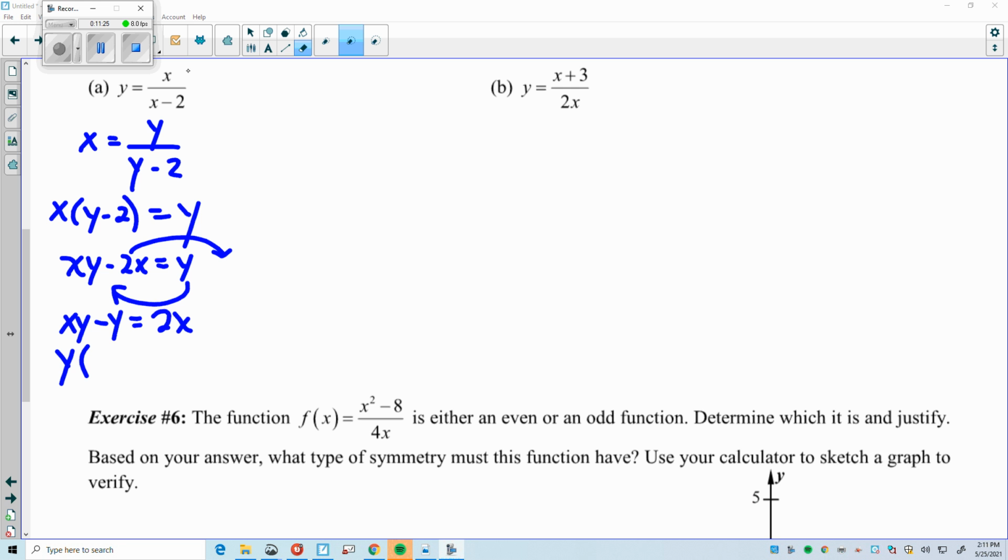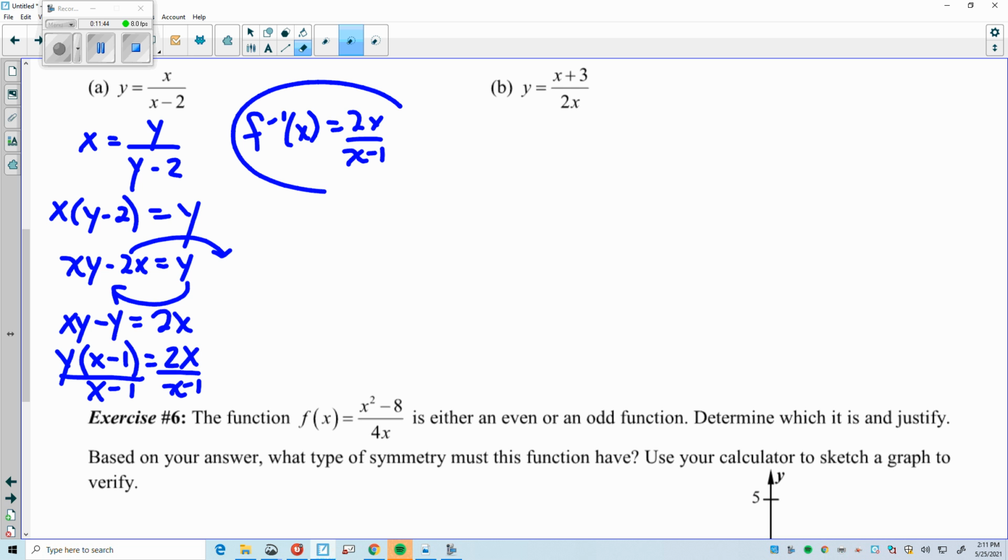Okay, so now we factored out the y, and I have x minus 1. And I want to get y by itself, so I'm going to divide each side through by that x minus 1. So every time you're doing this, you want to tell yourself, I want to get y by itself. So we have 2x over x minus 1. Okay, remember this f of negative 1 notation? That's that y notation.